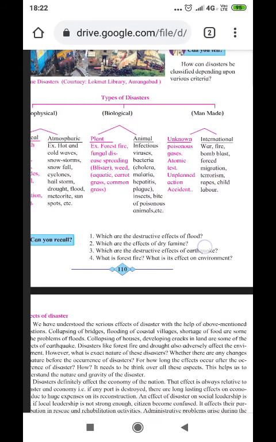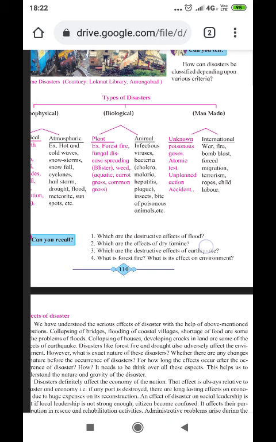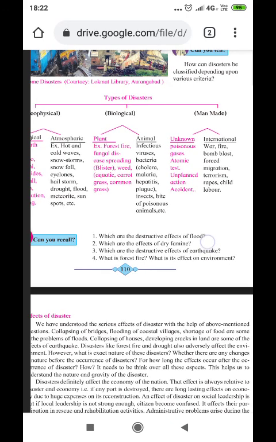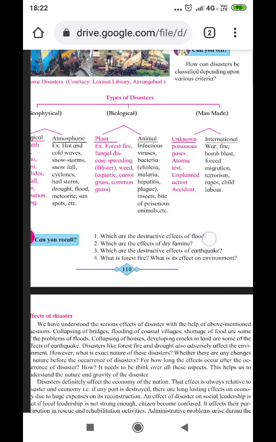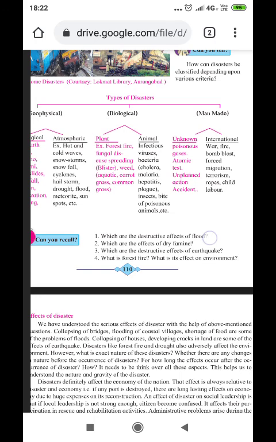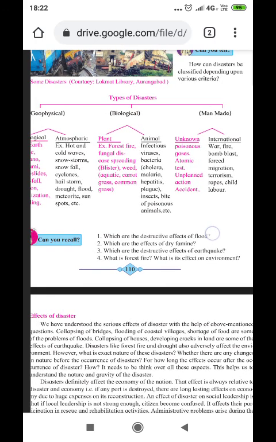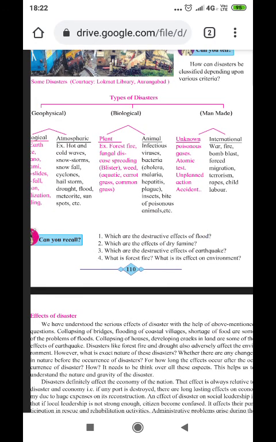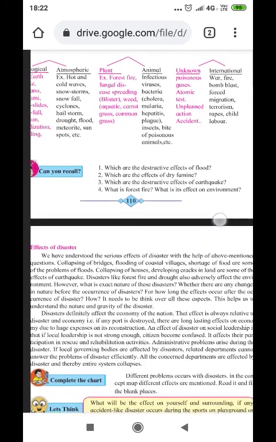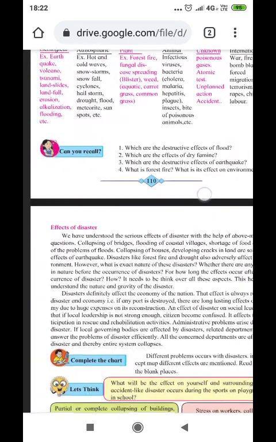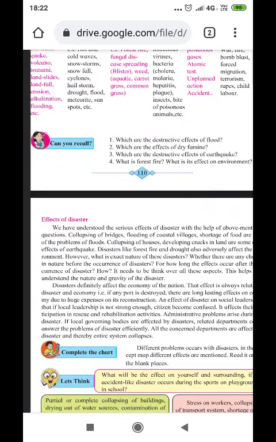Then, man-made: unknown poisonous gases, atomic tests, unplanned actions, accidents, at the international level we can say war, fire, bomb blasts, forced migration, terrorism, robbery, child labor, etc. These are various types of disasters which are taking place in and around us.